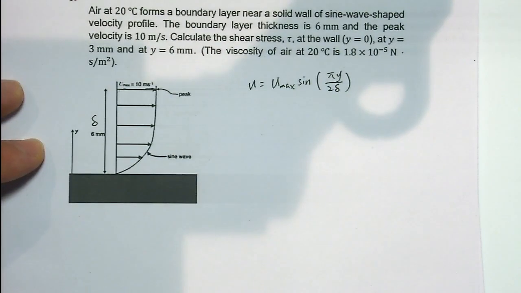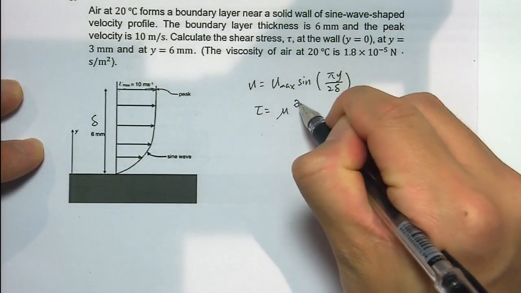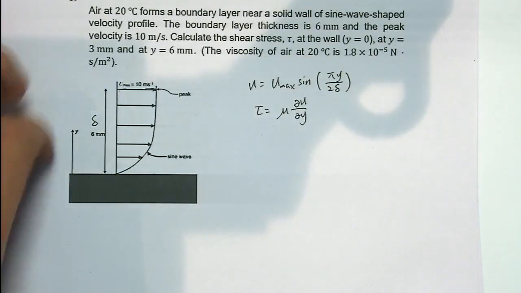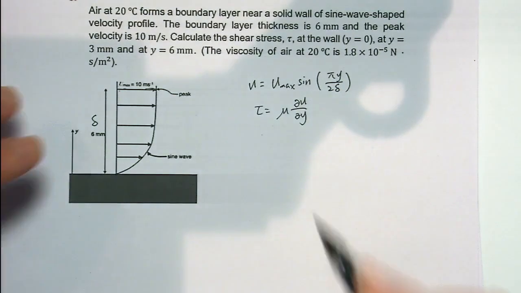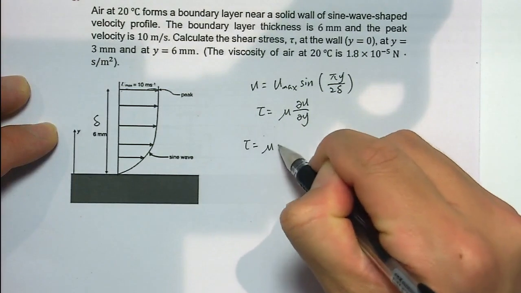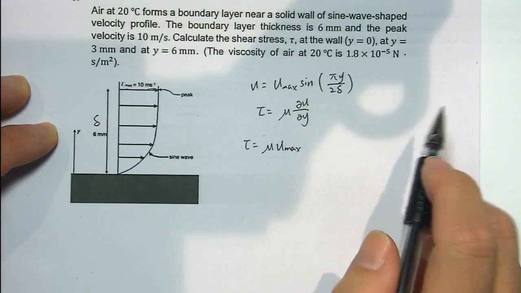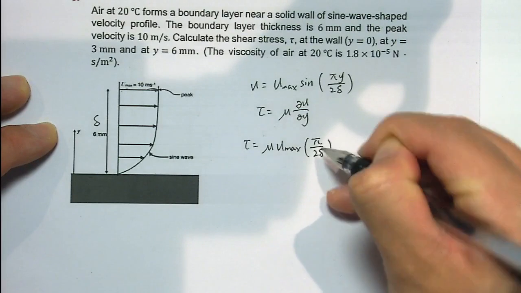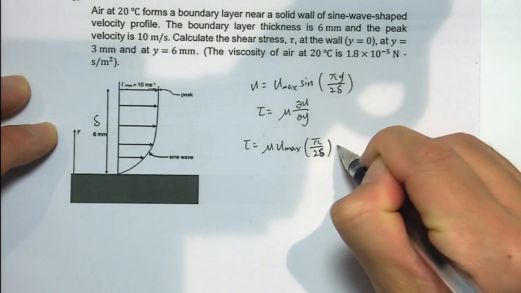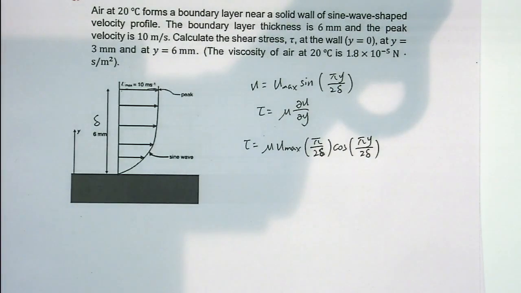And then, based on the definition of the shear stress, which is tau equals mu partial u over partial y, we can put the velocity profile into the definition, and we got tau is mu u max times the partial of sine over partial y, which is pi over 2 delta cosine of pi y over 2 delta, based on the profile function.